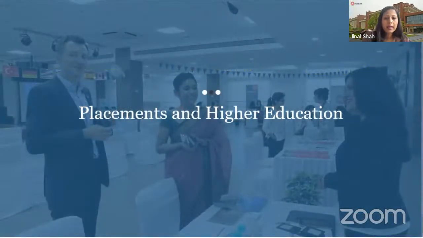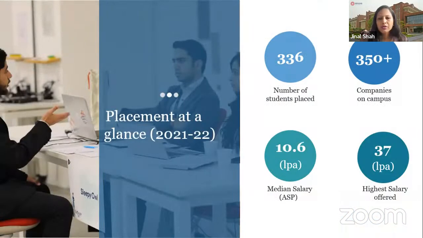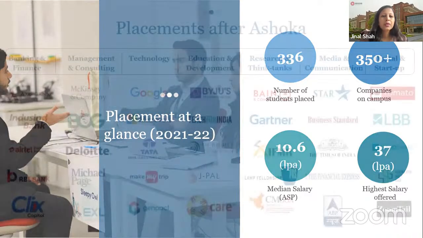Placements in higher education at Ashoka. So once you graduate from Ashoka, you may choose to sign up with the placement cell, and the placement cell is going to help you look for opportunities in the industry. Here's some statistics right out here. So we have 336 students that have been placed, and these are the ones who apply to us, so not everybody wants a placement, and hence the entire number is not reflected here. 350 plus companies come on the campus to hire. The median salary has been 10.6 lakhs per annum, and the highest package that has been offered is 37 lakhs, offered to a student on the campus.